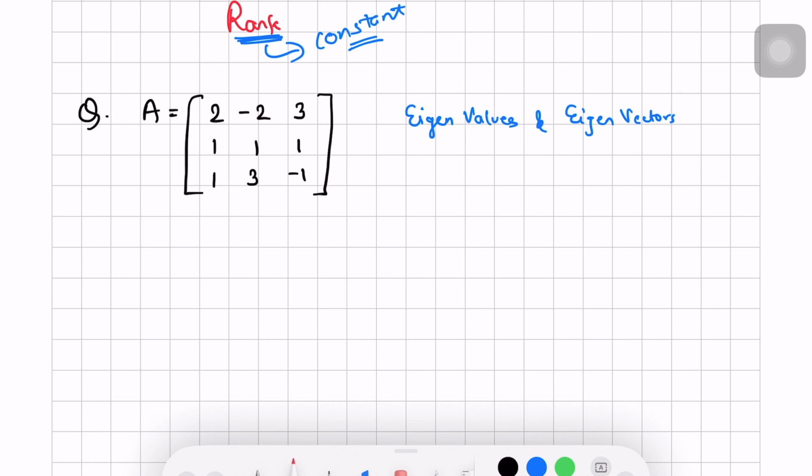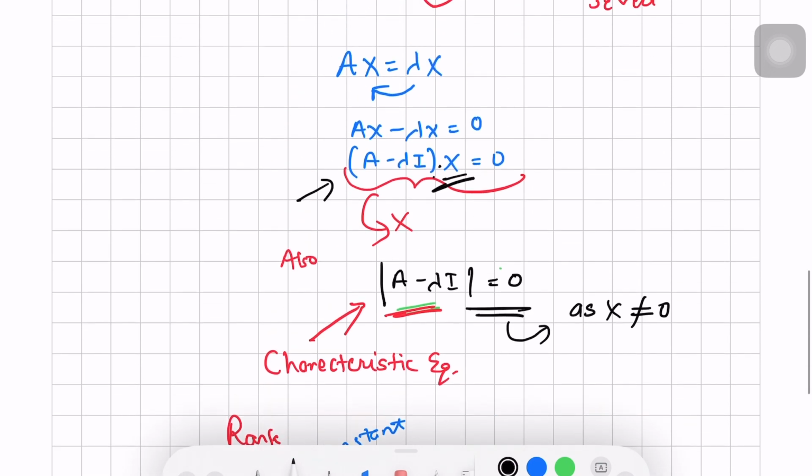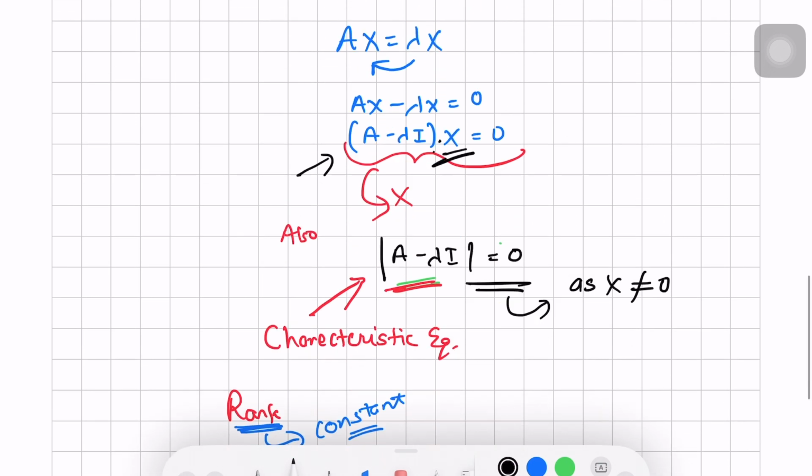So this sum can come at around 6 to 8 marks in your paper. So we'll start solving this sum. First, they have told us to find out the eigenvalues. As I have told you, to find the eigenvalues, we need to use this equation.